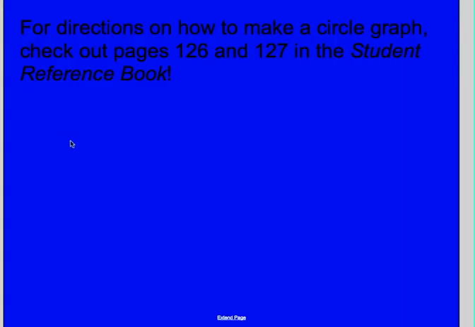If you're interested in directions on how to make a circle graph, check out pages 126 and 127 in the student reference book. Although it is not required right now, in a few lessons down the road we will be making circle graphs.